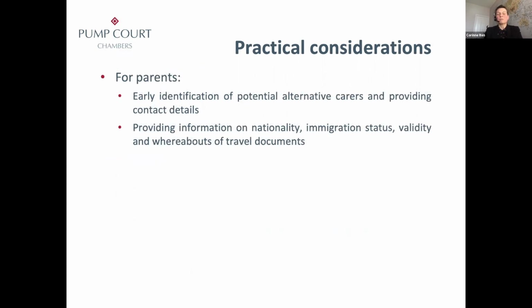For those representing parents, it's a tricky one, but it would be helpful to focus parents' minds early on, in all cases, of course, on alternative carers and providing details, which sometimes can be the difficulty. And again, it's worth just checking with them what the deal is with nationality, immigration status, and whether there are any travel or ID documents, who has them, whether they're valid, and what the process might be.